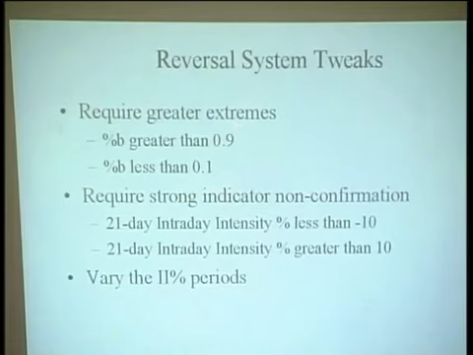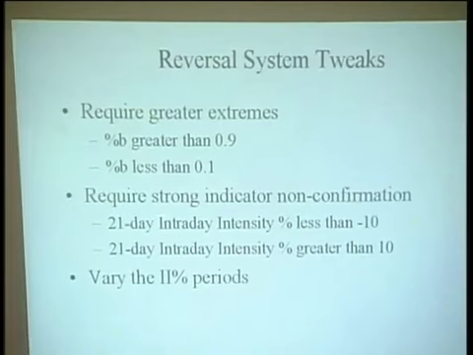The first tweak is require greater extremes. Require that we be in the top 10% of the band or the bottom 10% of the band, or even require that we be outside the band, either to the upside or to the downside. You're going to reduce the number of trades that you come up with, but I think you'll find that the quality of the trades either remains as high or even gets higher.